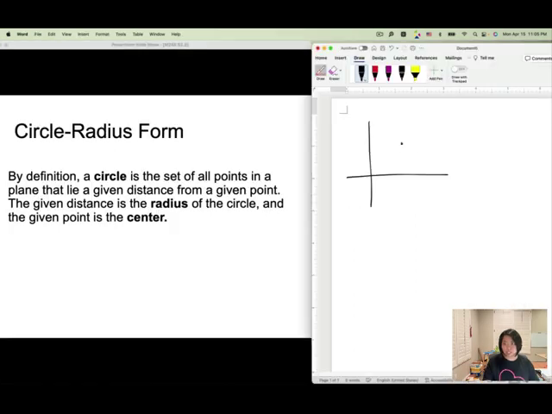Okay, circle. I do have the given point here, and we call this the center. And then around this point, I do have a circle like this. From the center to the side of the circle, we call this my radius. Radius will be the distance from the center to the side of the circle. So here is also a radius. Here is also a radius.